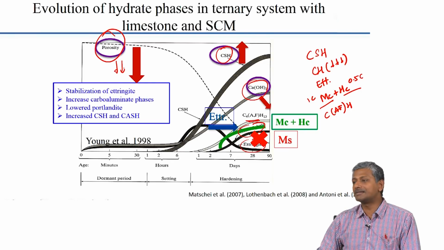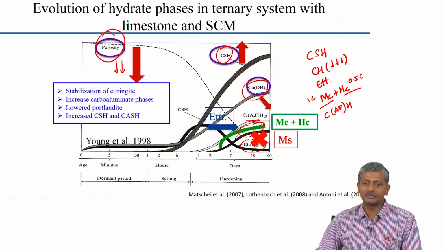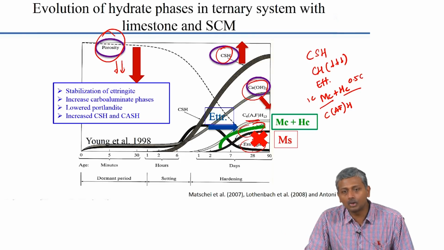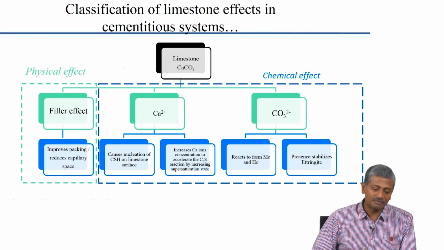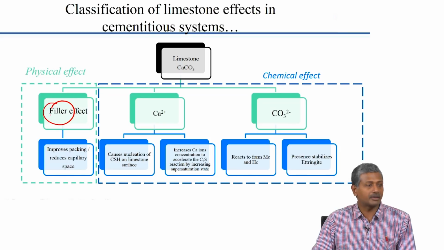You are going to expect that the system will actually produce much lower porosity as opposed to ordinary Portland cement system, and when you have lower porosity obviously it translates into better durability and strength. So, again this is just capturing the effect of limestone usage. You have the filler effect obviously where the limestone particles provide efficient particle packing and reduce the capillary void space.